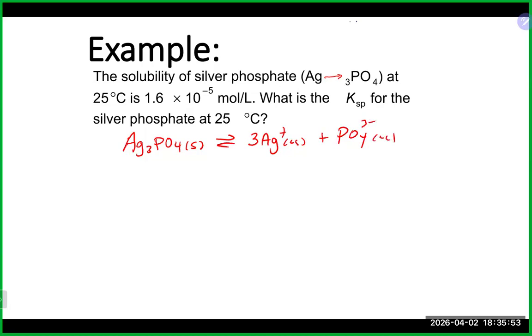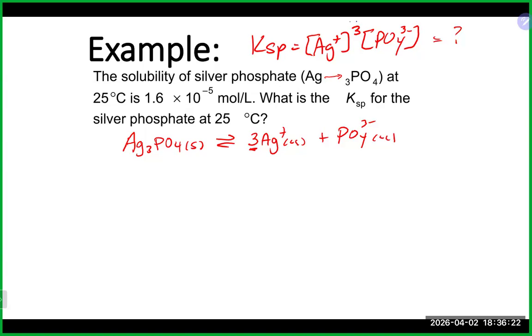Now I can write my KSP expression, which is my products. In this case that's my silver, and I do need a cube because of the 3 that is there, times my phosphate, where the coefficient is 1, so I don't have to do anything with it. The goal here is to figure out the KSP value.